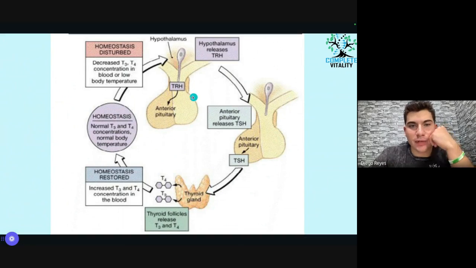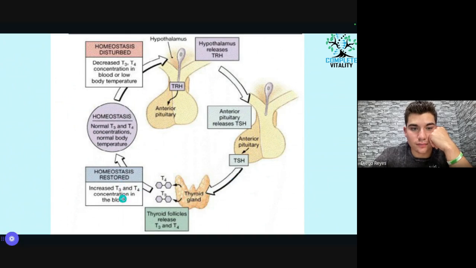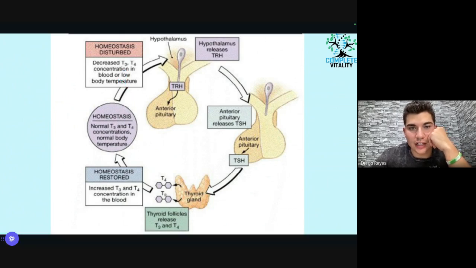So let's look at the big picture here. We have the hypothalamus right here, releasing TRH to the pituitary, TSH, then TSH to the thyroid gland. Thyroid follicles release T3 and T4. I'm not going to get into that, it's just homeostasis, meaning your body is staying at a calm place. It's not overactive. But if the body's not at homeostasis, which the majority of people are not, if they're sick and diseased, then we can see that it impairs these T3 and T4.